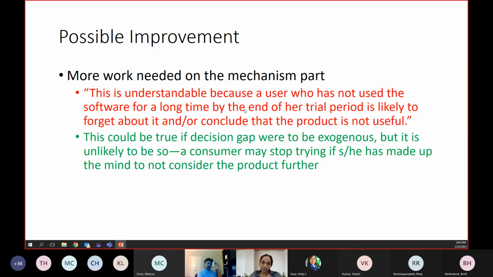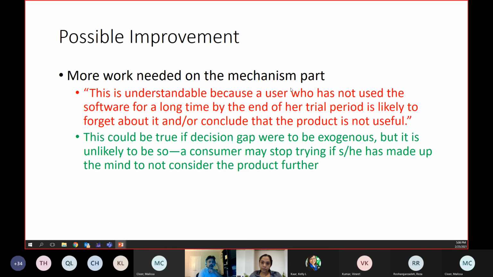I just took one random sentence out of the paper to make my point, but there are many other sentences which are similar. So, for example, why decision gap? The idea of decision gap makes sense. The paper says this is understandable because a user who has not used the software for a long time, by the end of a trial period, is likely to forget about it and not to conclude that the product is not useful. This is indeed possible. I never thought of it, but the data and the empirical evidence are consistent with it.